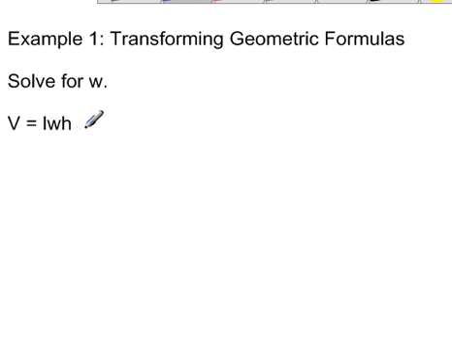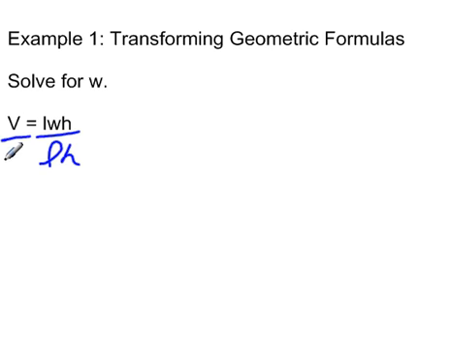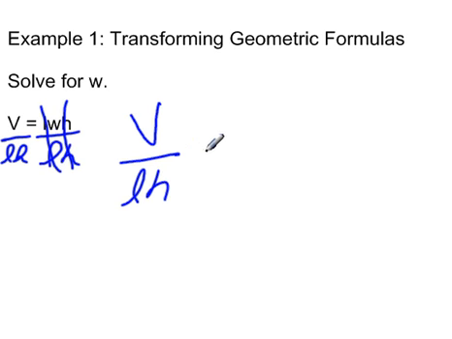Now, how do we normally get rid of coefficients or other numbers being multiplied together? We usually divide. Okay, so I'm going to divide by length and height. Okay, but if I do it on this side, I need to do it on the other side as well. So I need to divide by length and height there as well. Okay, so the length cancels off, the height cancels off, and I'm left with volume divided by length times height is going to be equal to width.